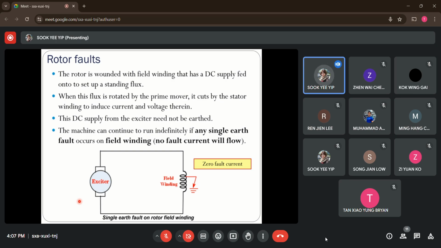So what happens if this machine, the generator, has one earth fault occurring at the field winding? Let's say this is a field winding. If here we have one point short circuit to ground, we can have this generator continue to run. Why? Because there will be no fault current flowing through the system right now. This is okay, and only okay if we have a single fault situation.